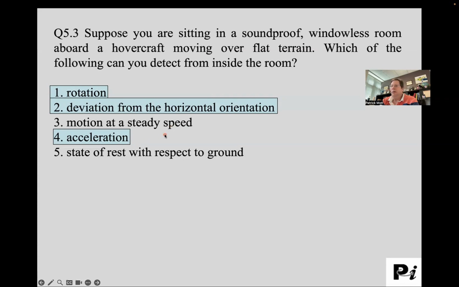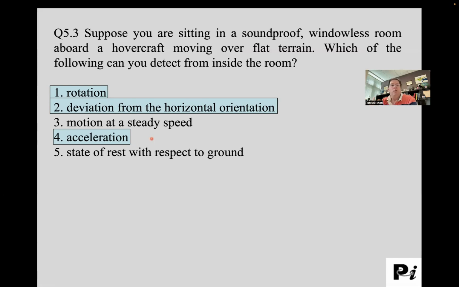Okay. You can tell if there's an acceleration. So one way to tell that, let's say I have a ball on a string, and all of a sudden the hovercraft started accelerating in the forward direction. Well, what's going to happen is that ball is going to swing back. And it's going to swing back until the tension in the string provides enough force to make it accelerate forward along with the rest of the hovercraft and its contents.